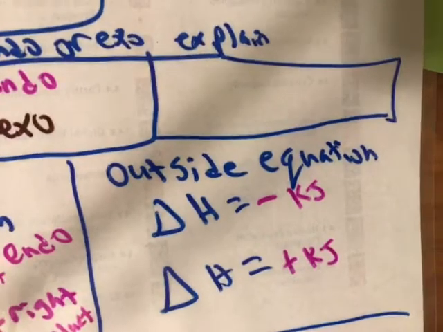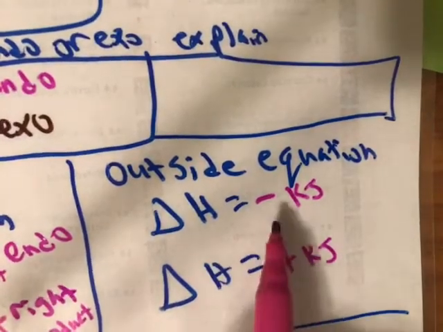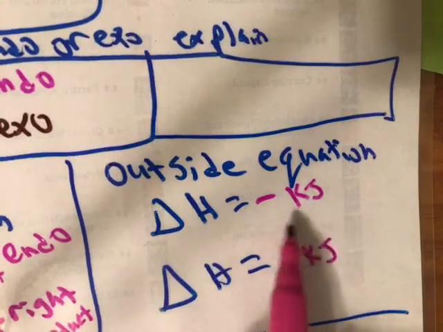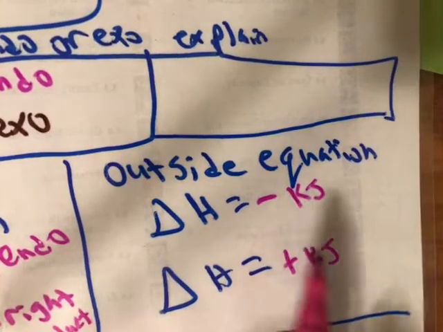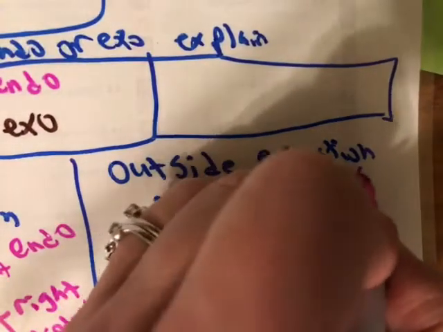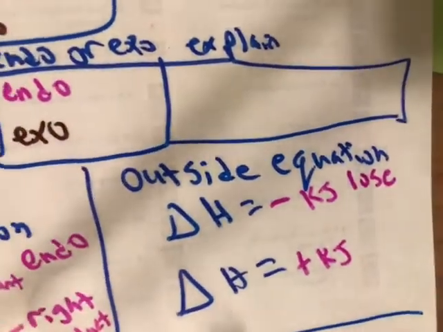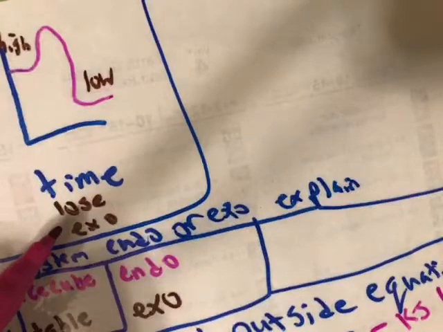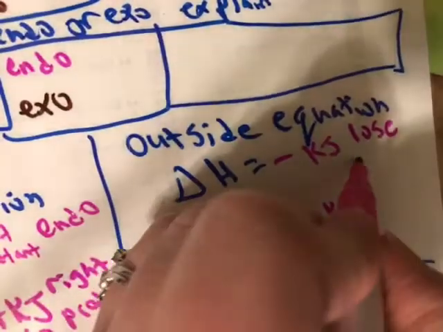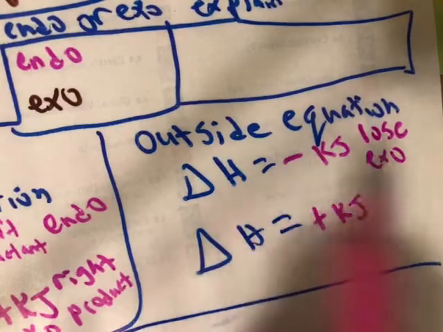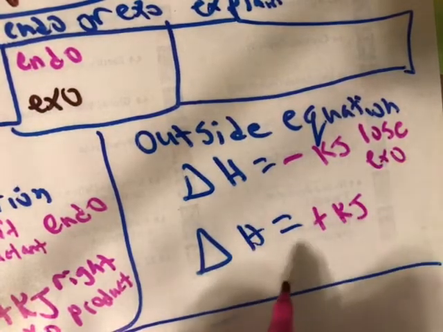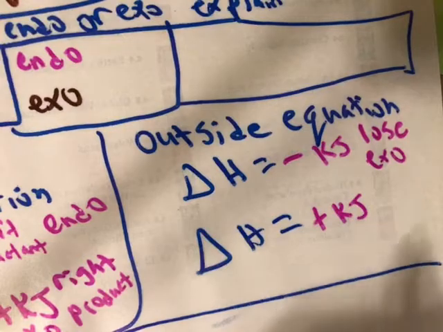Now for this one, think logically. If it's negative kilojoules, does that sound like it's losing heat or gaining heat? To me, a negative implies losing heat. And that's going to be the same as what's up here. Losing heat is exothermic. So if you see a negative kilojoules on the outside of an equation, that's going to be exothermic. And then, of course, the delta H positive should be the opposite.